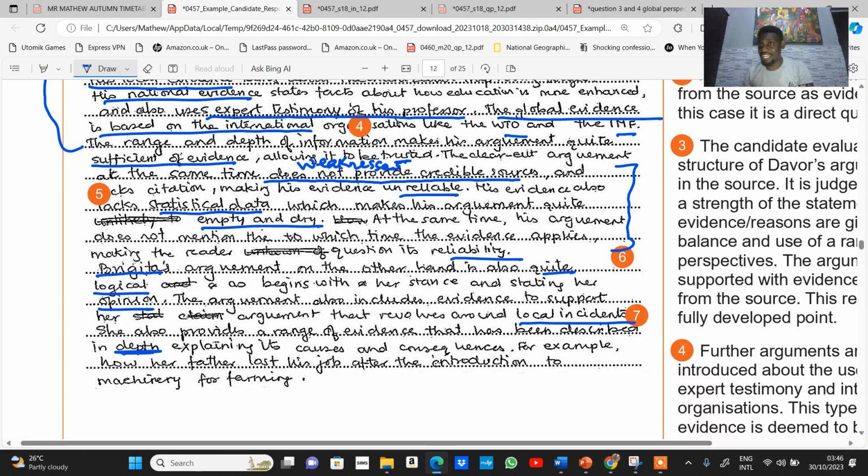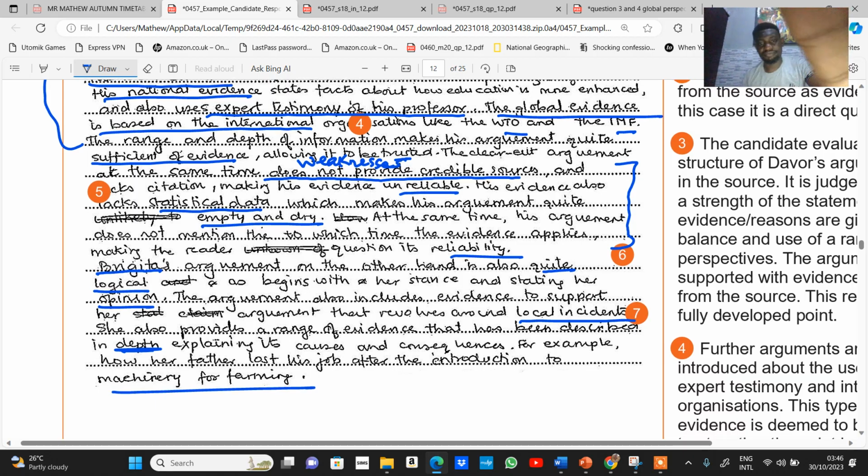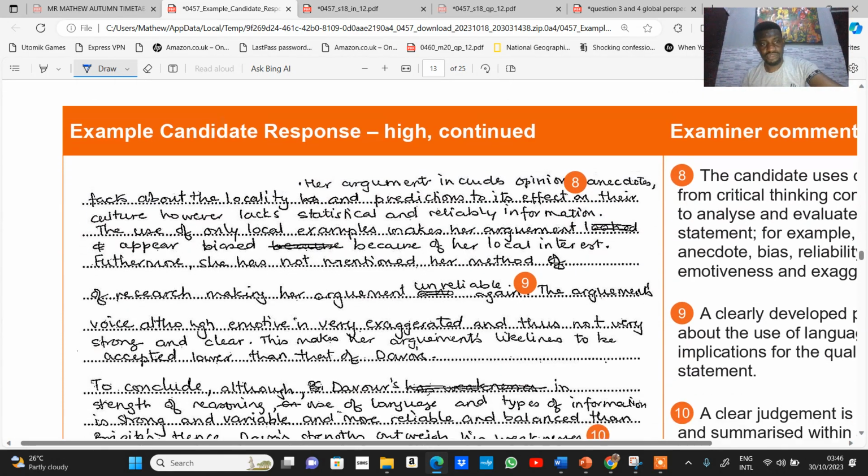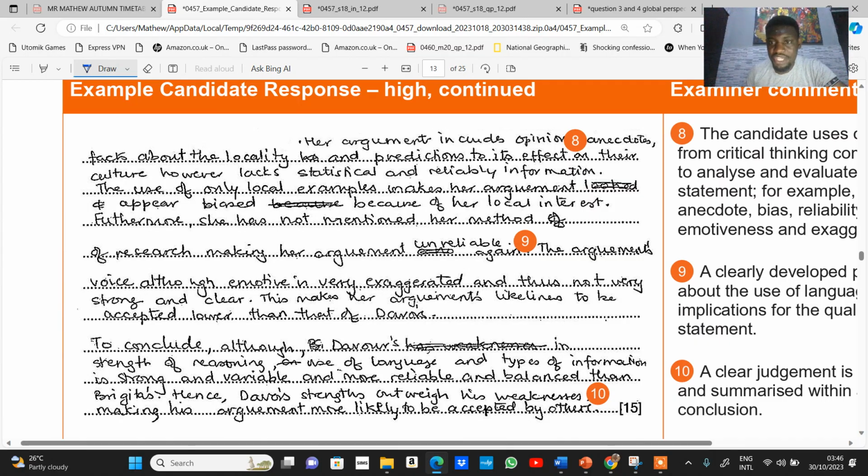She also provides a range of evidence that has been described in depth. So you look at the depth area where we look at types of information, evidence, the depth of the evidence and the reliability of the evidence. Explaining its causes and consequences, she looked at causes and consequences on her father, for example, how her father lost his job after the introduction of machinery for farming. These are strengths. She said her argument includes opinion, anecdote, fact about the locality. Remember, types of information: opinion, anecdote, and fact about the locality, and predictions of its effect on their culture. We looked at that too.